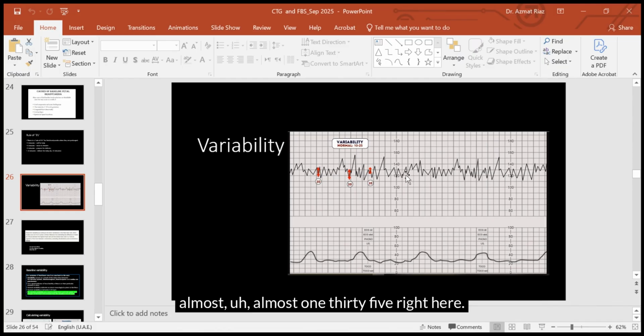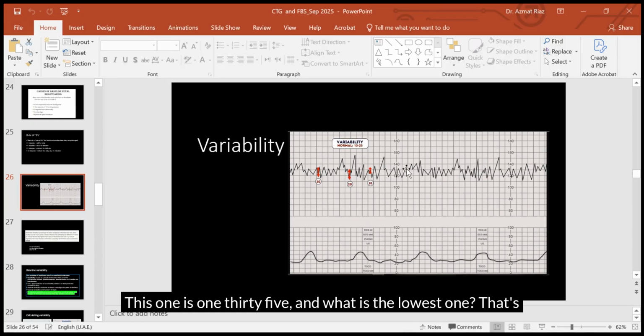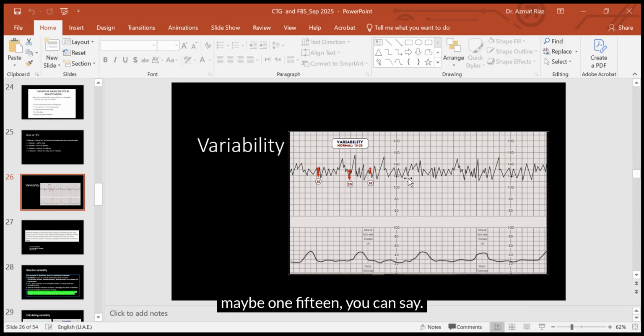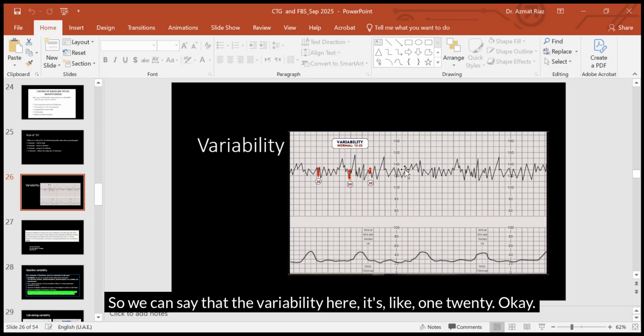That's almost 135 right here. This one is 135, and what is the lowest one? That's maybe 115, you can say, right? So 115 to 135, that's 20. So we can say that the variability here is like 20.